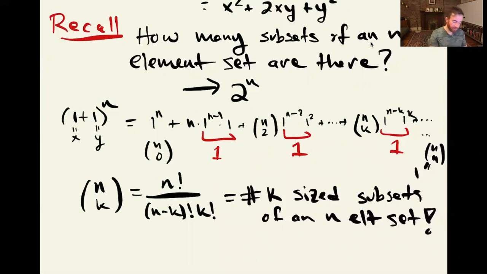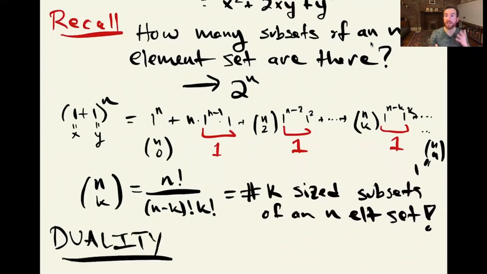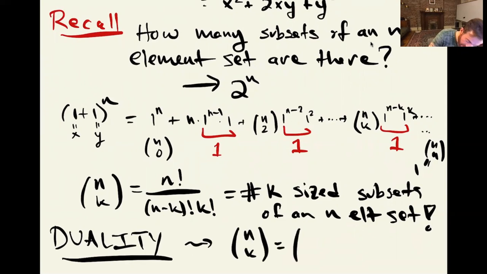There's also a remarkable duality principle at work here, which is that choosing a subset is equivalent to choosing its complement. Remember, those are the elements not in my set. So what that says is that n choose k is the same thing as choosing its n minus k size complement. So n choose n minus k. And that just comes from switching the roles of these two numbers. Check that for yourself to make sure you believe me.